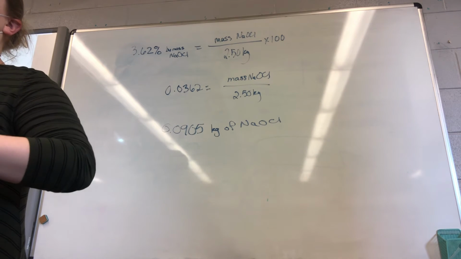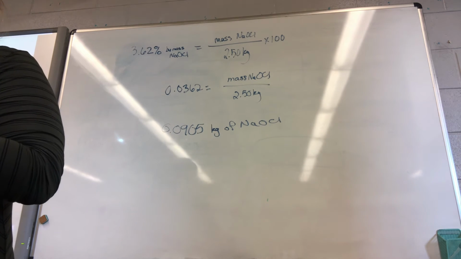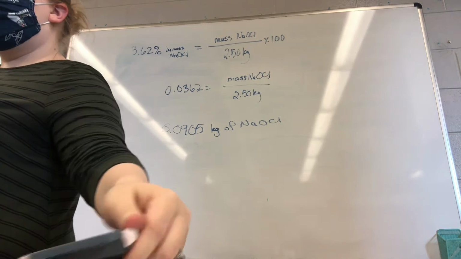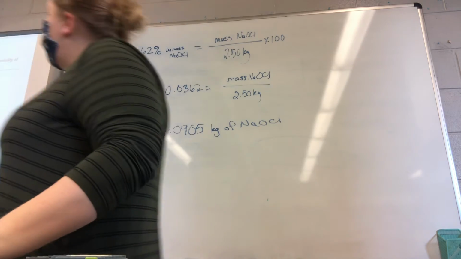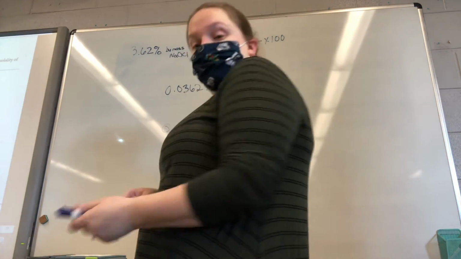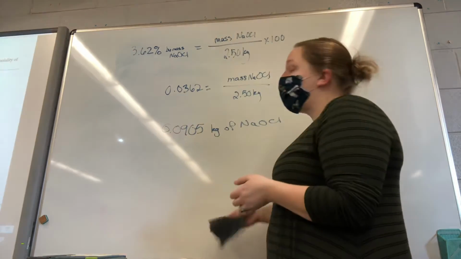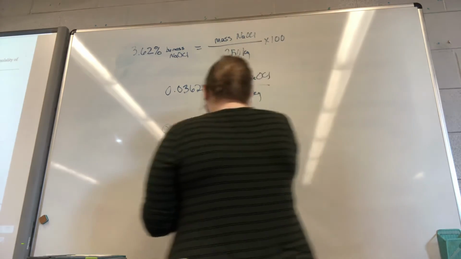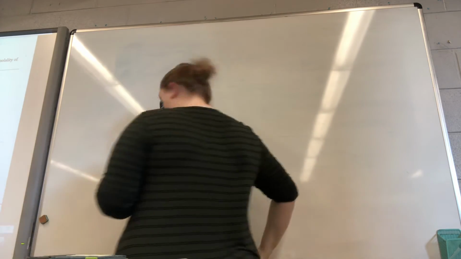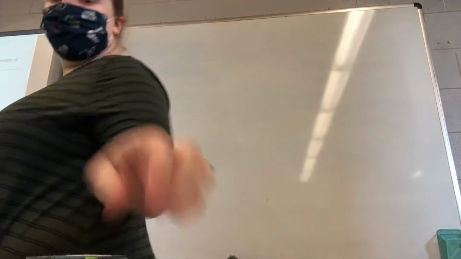How are we feeling so far? What was the answer for A? A was 2.91%. See that? All right, so let's do some molarity calculations. So for molarity, what's the formula that we need? Moles over liters. Moles over liters.